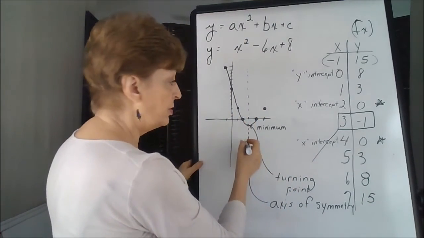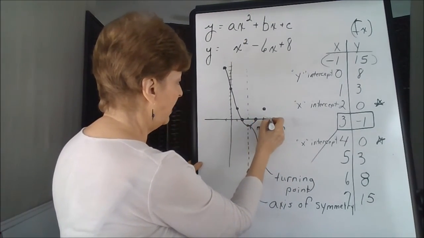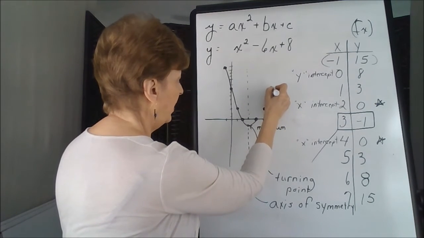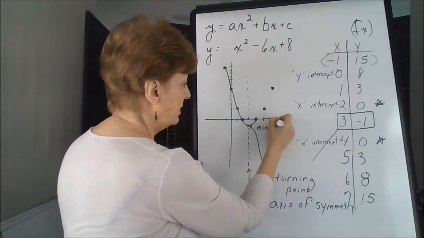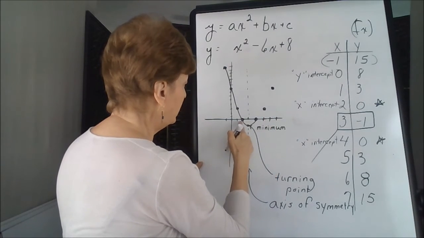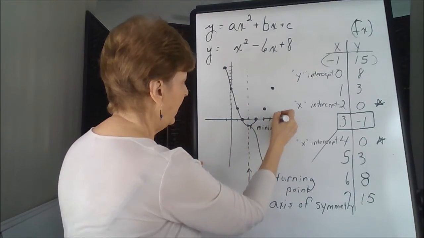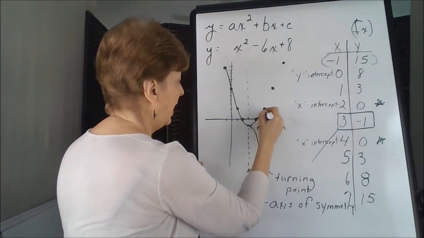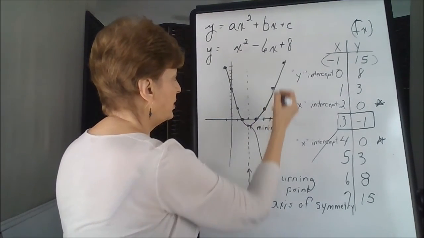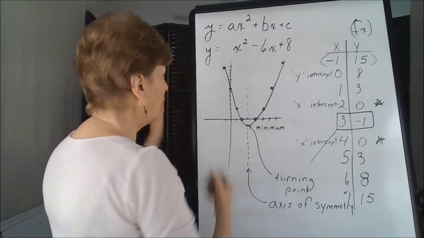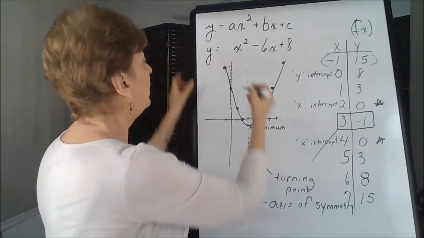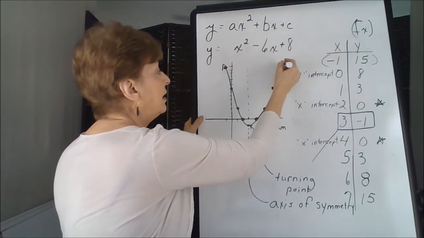So let's put in those points. 1, 2, 3, 4, 5, 6, and 8 would be about there. And then 7, 1, 2, 3, 4, 5, 6, 7, and 15 would be here. So our parabola now, we're finishing it off. And because the A term was positive, we have an upward opening parabola.